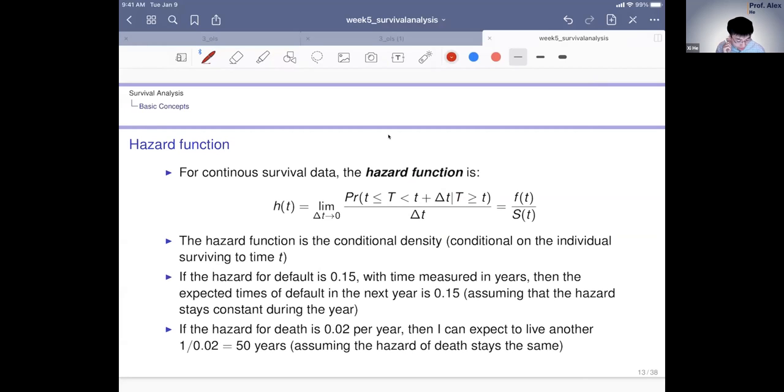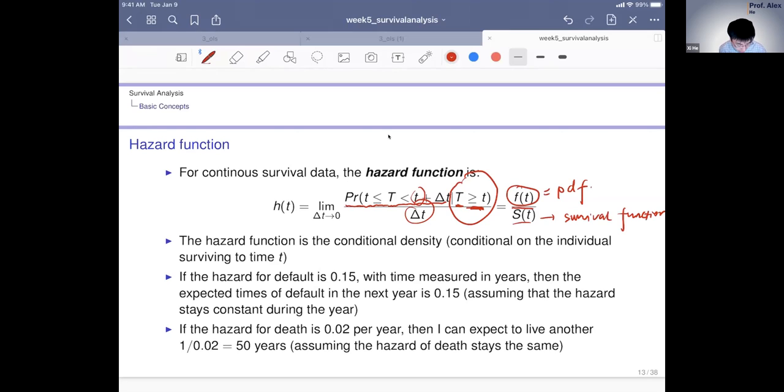So what is hazard? Its definition is kind of like the PDF. The PDF is the probability that the random variable is in the small region around that t divided by the length of that region. And then the hazard function, the only difference is that it's conditional on people having already survived until that point. So it's conditional on this random variable being already bigger or equal to t. And once you calculate that, it will just be equal to the little f, the PDF, divided by S(t), the survival function. So that's the definition of the hazard.